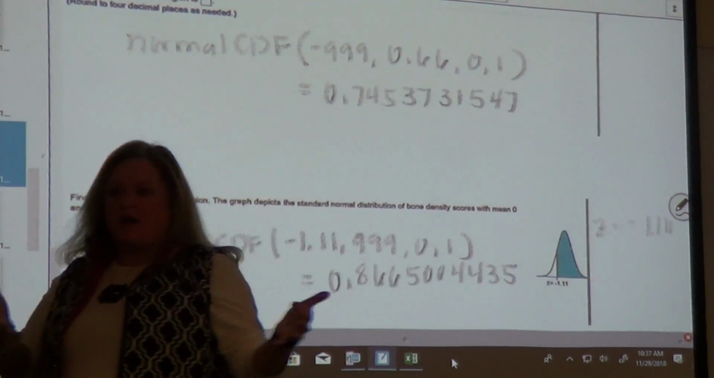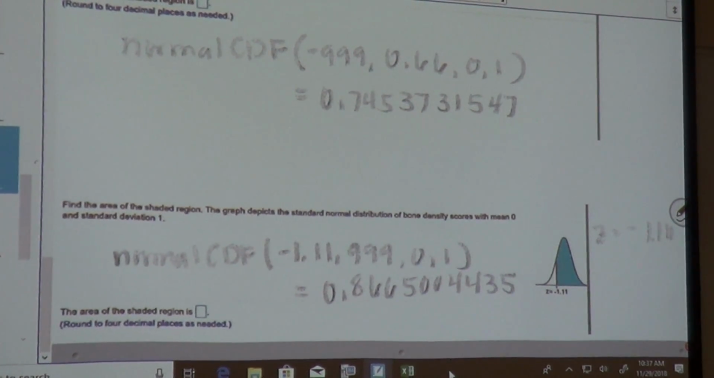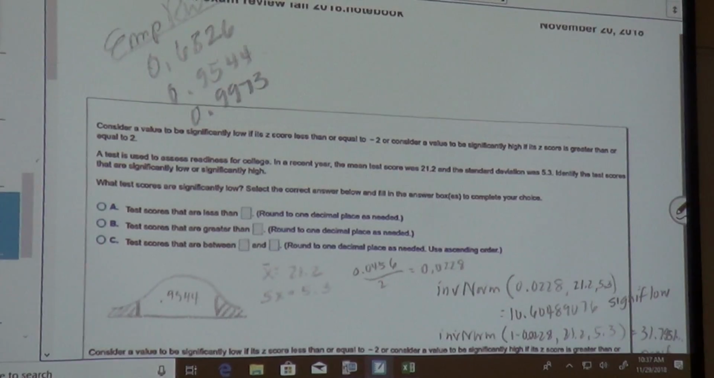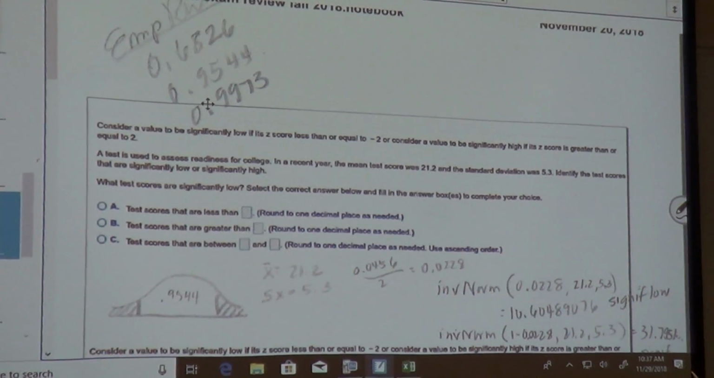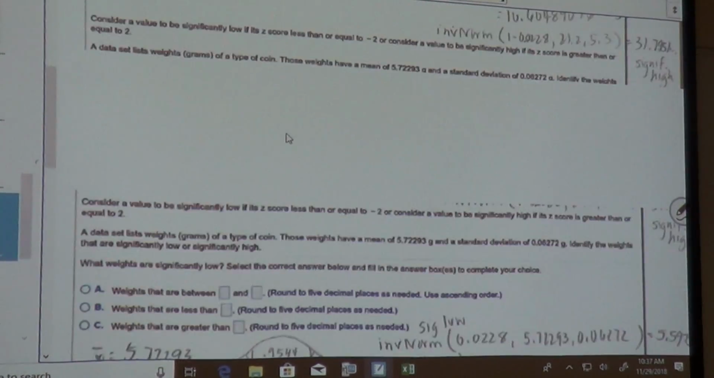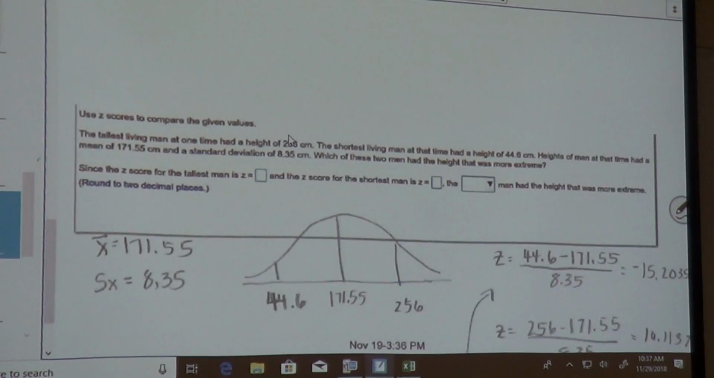These are all the same kind of problem. You're only going to have one on your test. I did it to the left, I did it to the right, I did it in the middle. I'm going to come back to that one in just a second. That one's going to give you a fit.